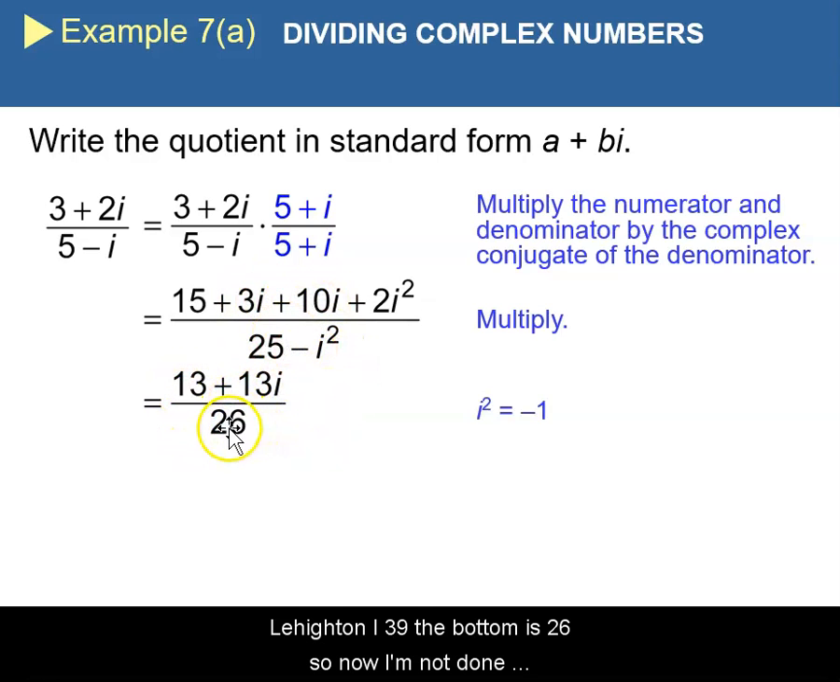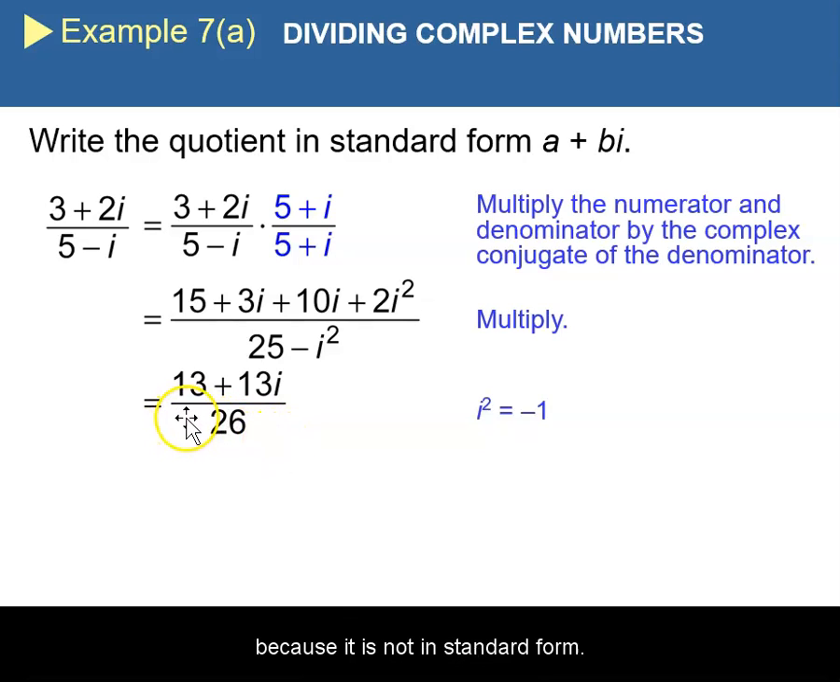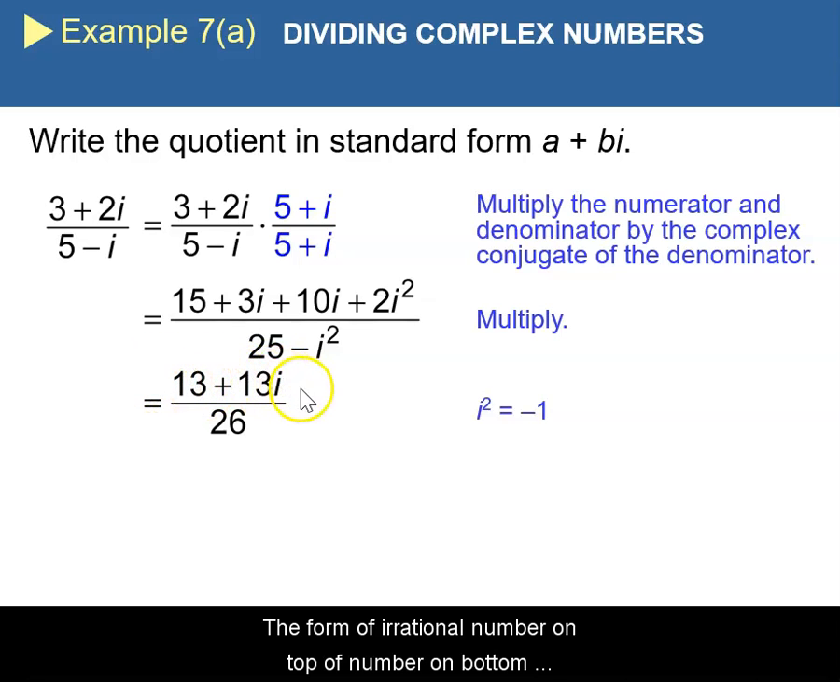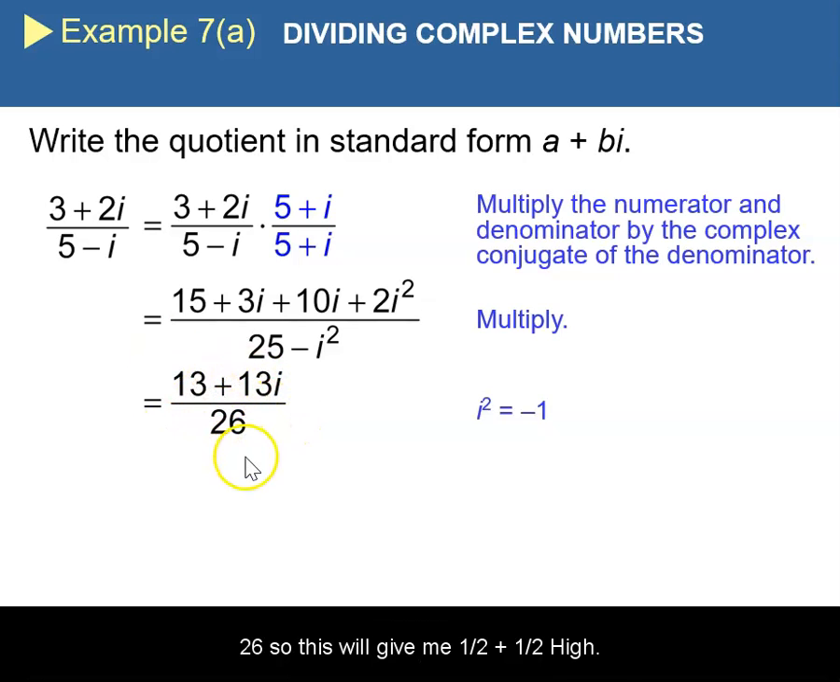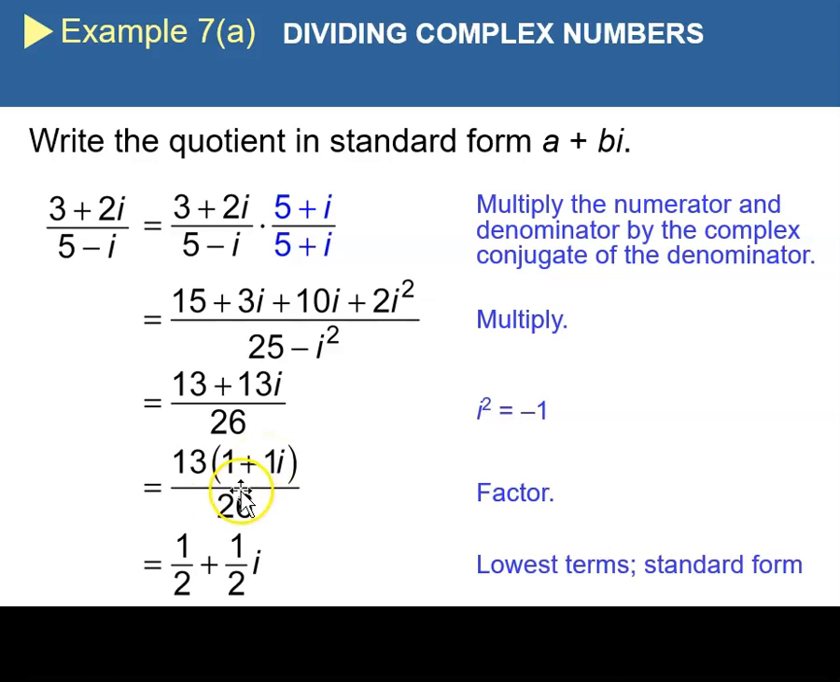The bottom is 26. So now I'm not done because it is not in standard form. It is in the form of a rational, right? A number on top, a number on bottom. So I need to separate this into two fractions. So 13 over 26 plus 13 over 26 i. So this will give me 1/2 plus 1/2 i. Okay, 1/2 plus 1/2 i. Right? So that's how we divide complex numbers.